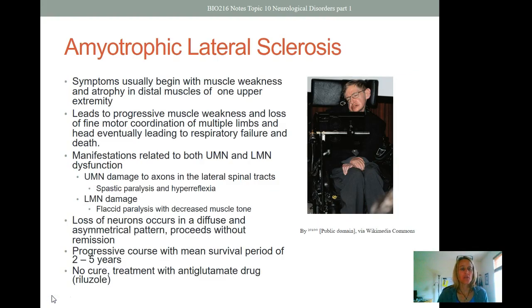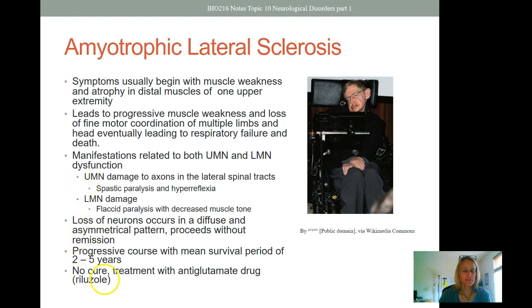Symptoms usually begin with muscle weakness and atrophy in distal muscles of one upper extremity, like in the arm. This leads to progressive muscle weakness and loss of fine motor coordination of multiple limbs over time, and eventually leads to respiratory failure and death. Manifestations are related to both upper motor neuron and lower motor neuron dysfunction. Upper motor neuron damage to axons in the lateral spinal cord results in spastic paralysis and hyperreflexia. Lower motor neuron damage leads to flaccid paralysis and decreased muscle tone. The loss of these neurons occurs in a diffuse and asymmetrical pattern that proceeds without remission.